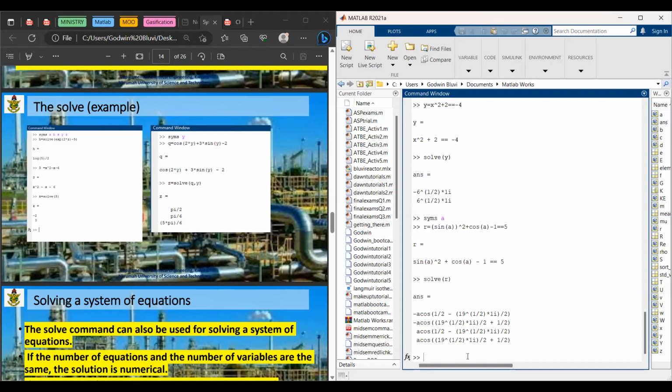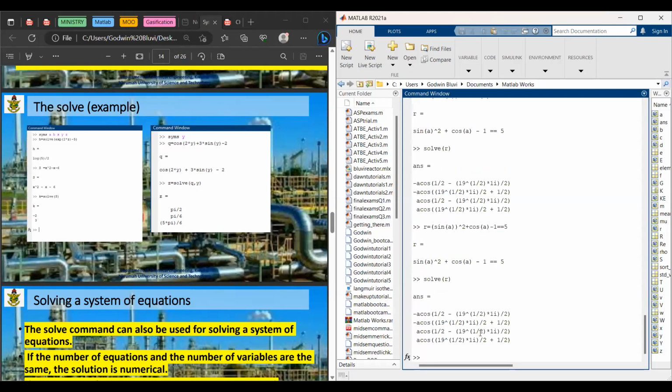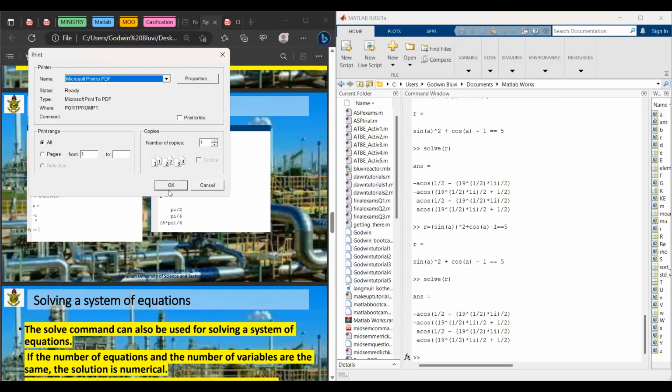So let me just paste it here. Then enter. Then say solve R. Okay, hold on. Let me do CLC and start all over. Let me save this one.